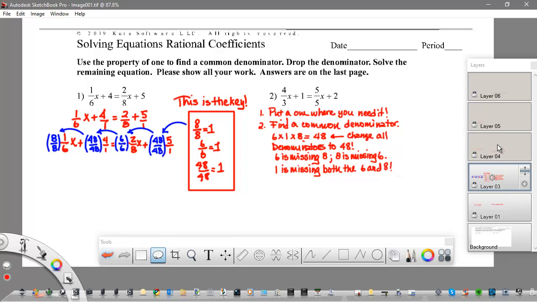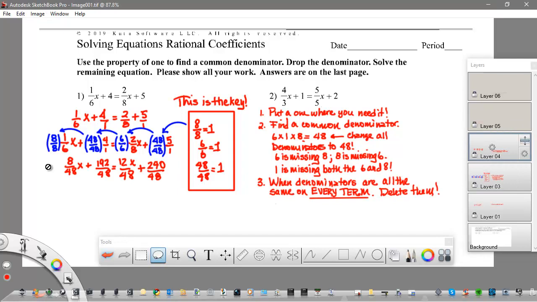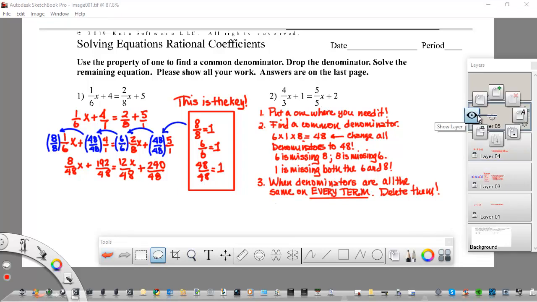Now this is why we do that. Let me go to this next layer. This is what happens when all the denominators are the same. Here I have 8 over 48. I have 48 times 4 is 192 over 48. 2 times 6 is 12x over 48. And 5 times 48 is 240 over 48. When the denominators are all the same on every term, you can drop them all the way out. The only time you can do it is if you have an equation. If you don't have an equation, you cannot do that. Now let's see what happens when we drop them.